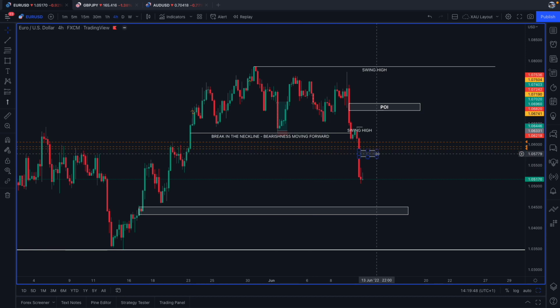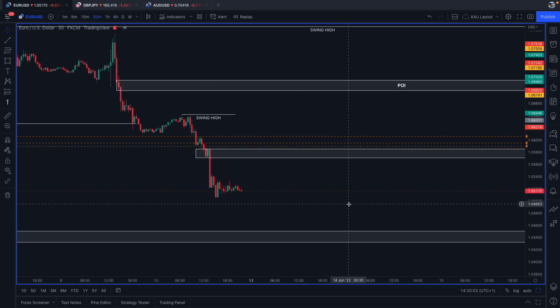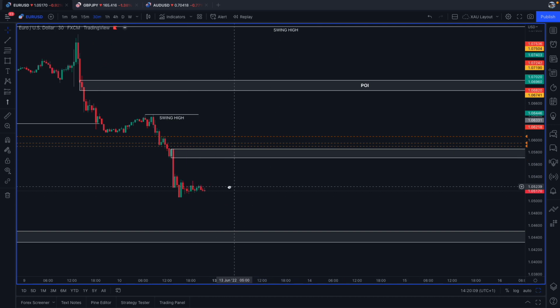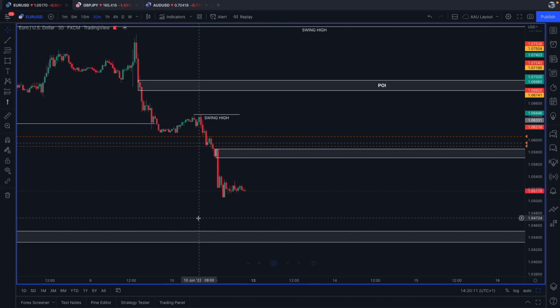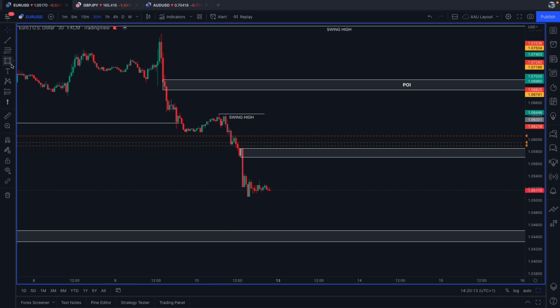So moving forward, what can we do? Well, I was thinking we could get involved in sell positions, so we could wait for some kind of pullback. So we can see here that this green candle has been left unmitigated. We have not seen price come back up to tap into this. So we could expect potentially a pullback.